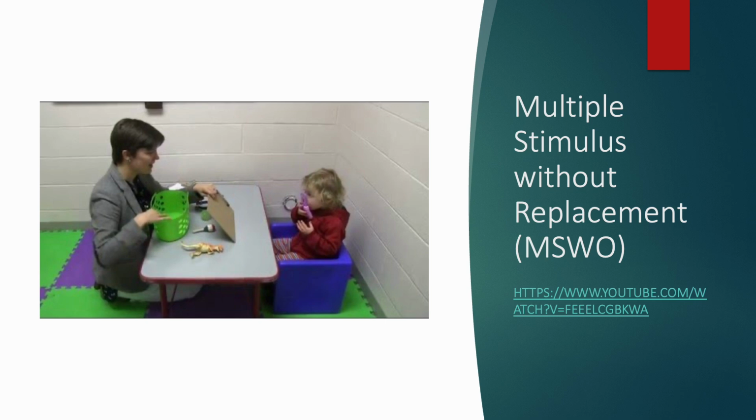If you notice, he selected the phone, she rearranged the items, or moved them closer to each other. Then she's going to allow access for a few seconds to the phone. And then she will remove the phone and have him make a choice.